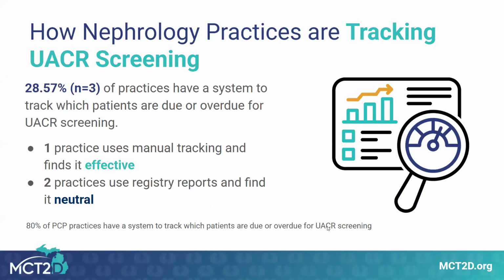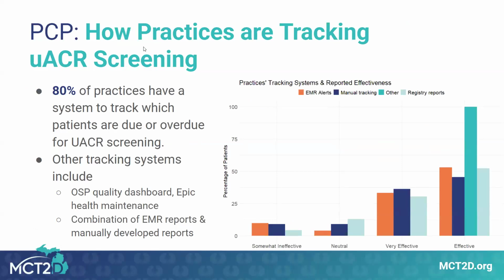In terms of how the testing is tracked, it's really only a minority of practices, 3 of the practices, that have a system of tracking which patients are due or overdue for the screening, including manual tracking or using registries. In comparison, it's really 80% for primary care, 80% of practices are tracking UACR screening. And these are some of the different ways that they do it, through alerts or manual tracking, pretty equivalent. And some of the other systems include use of dashboards.